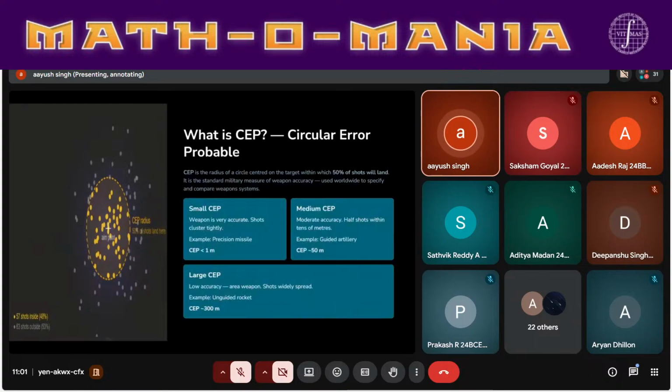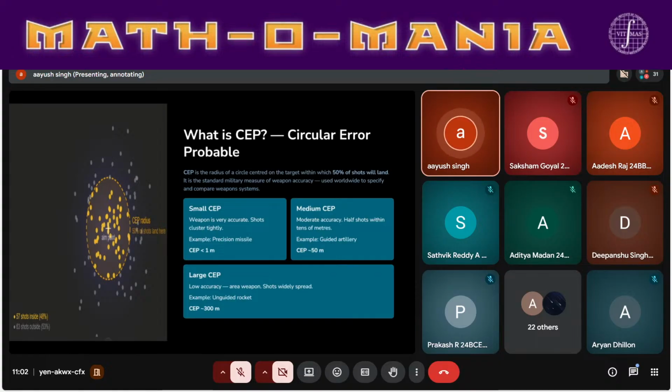So first of all, why do we need CEP, which is circular error probable? Suppose there are two identical missiles and two identical launchers, and we launch them from the same position, but there is a probability that both of them will land in slightly different positions. It is due to several external factors such as drag force, Coriolis effects, and other factors which Shirish has explained. So, CEP is the radius of a circle centered on the target in which 50% of the shots land.